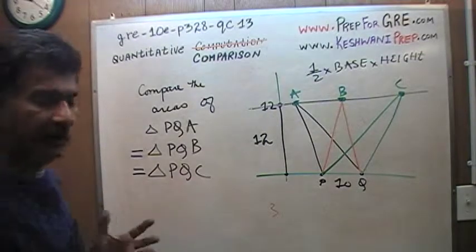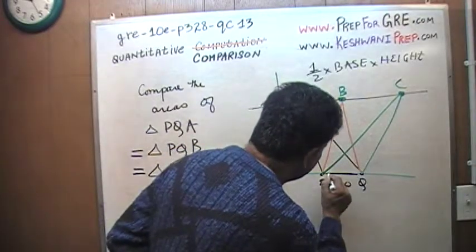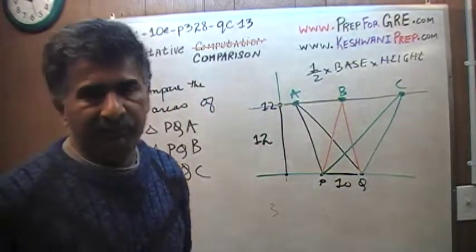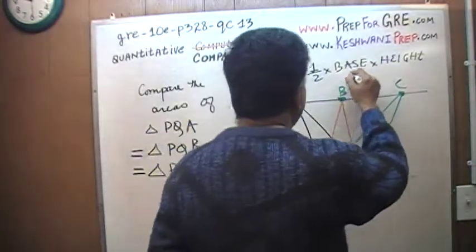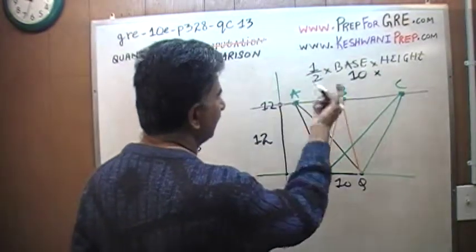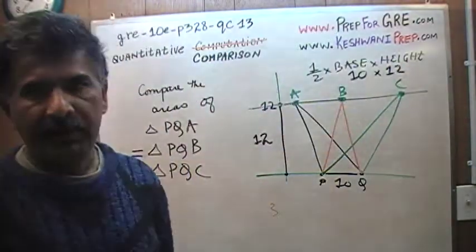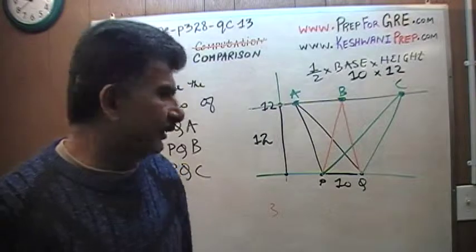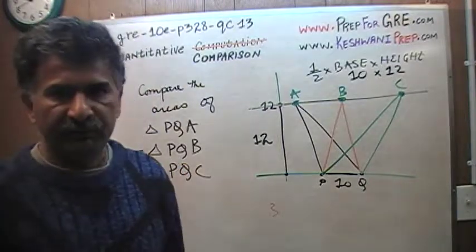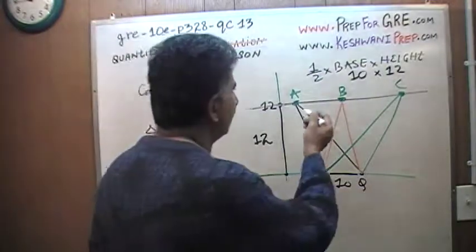They are all equal. Why? Because they all have the same base. The base is this. They share the base of 10, and they all have the same height, from here to here, which is 12. They all have the same base and the same height, and the area is 1/2 base times height. Therefore, the area of all of these three triangles is whatever it is.